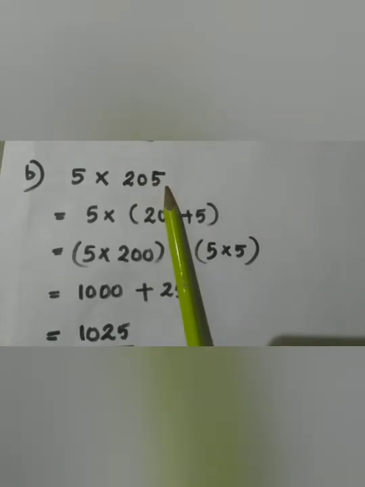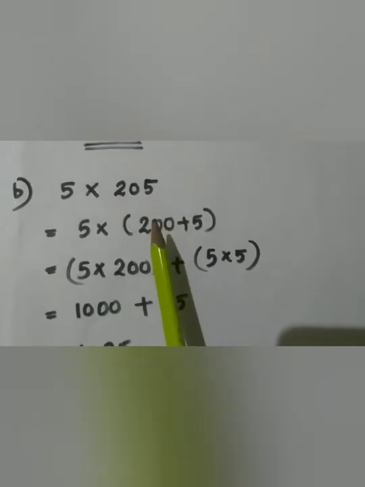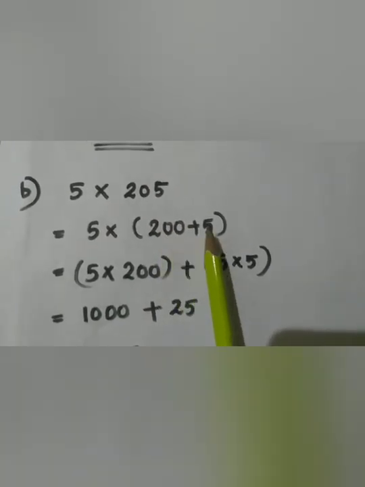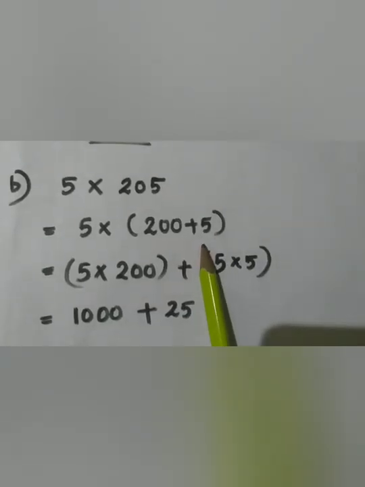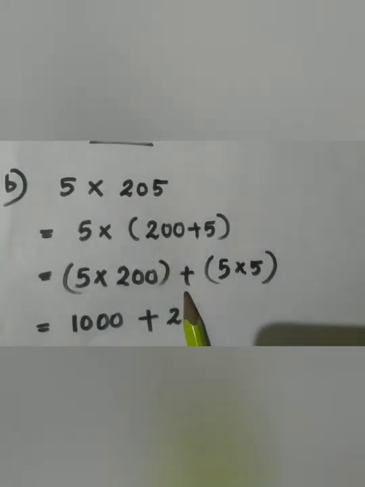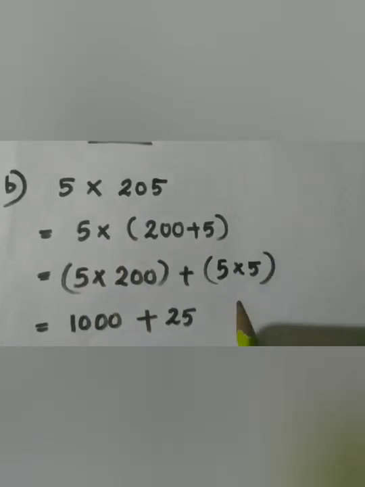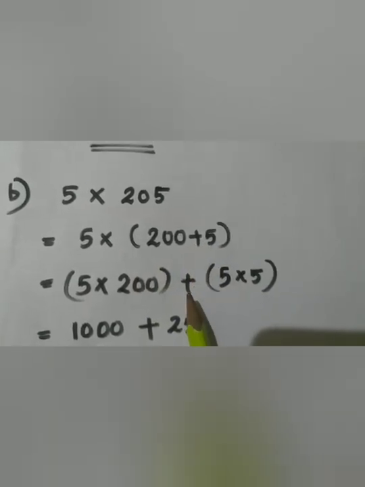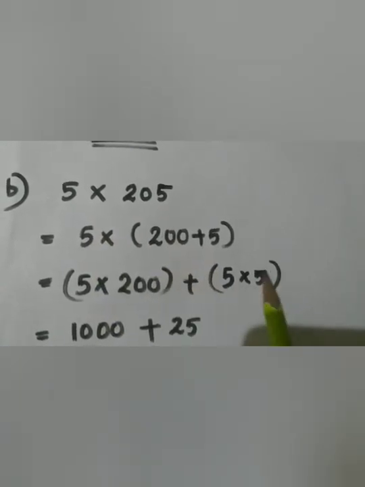Now one more example. 5 into 205. For using the bracket, I am expanding 205. 205 can be written as 200 plus 5. So what is it? 5 into (200 plus 5). Now giving this 5 to the terms in the bracket, 5 into 200 plus 5 into 5. Here both the terms are separated by addition, so their addition should be there. So 5 into 200 plus 5 into 5.